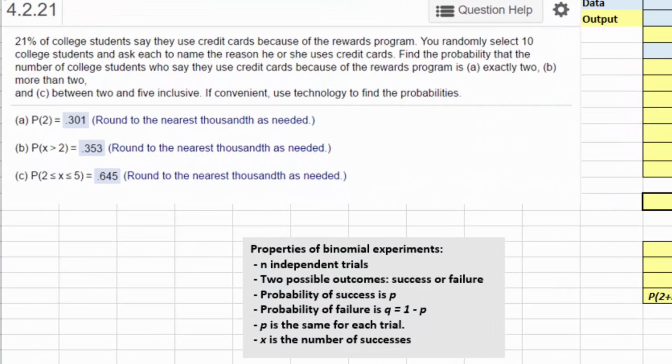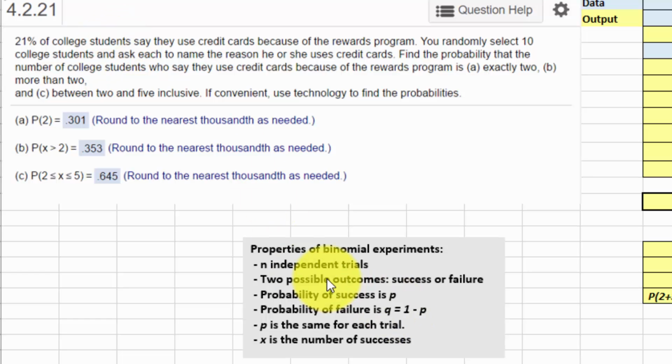Hi, this is Don again, and we're looking at that problem on Chapter 4, Section 2 about the binomial experiment. This is similar to the one that I just showed you using Excel and PHStat. This one has slightly different values in it. Again, it's the college students who were asked about using credit cards because of the rewards program. You randomly select 10 students and ask each to name the reason he or she uses the credit card. Find the probability that the number of college students who say they use credit cards because of the rewards program is exactly 2, more than 2, between 2 and 5, inclusive.